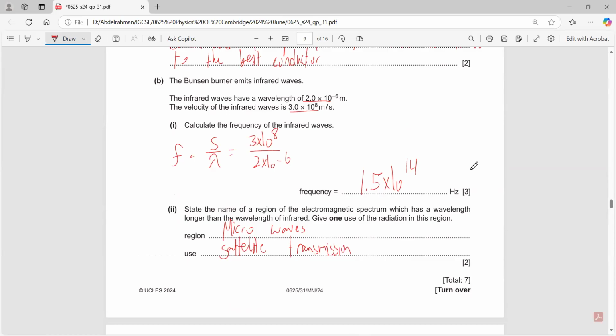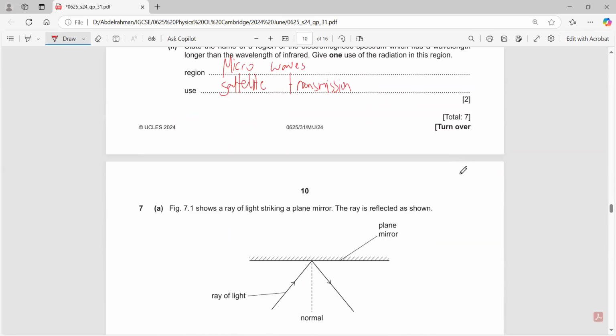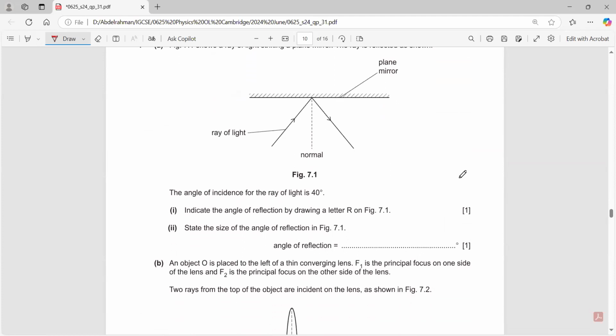How can I find the frequency? One over the period, yes, if you have the period, but you do not have the period. The angle of incidence is 40. Indicate the angle of reflection by drawing a letter R on figure 7.1. State the size of the angle of reflection. If the angle of incidence was 40, therefore the angle of reflection has to also be 40.